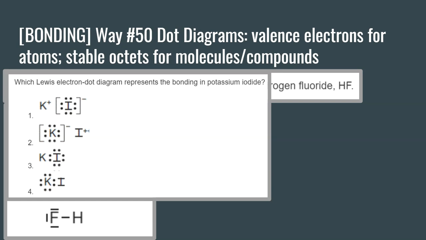How do we represent that? We use brackets. So the one that correctly shows the configuration of potassium iodide is choice 1. Notice that potassium, which had 1 dot initially around it, gave its electron to iodine, which had 7 electrons initially. Potassium will become a positively charged ion, and iodine will become negative because it gained that extra electron. And notice that we draw brackets around the ions to indicate that that is a charged atom.